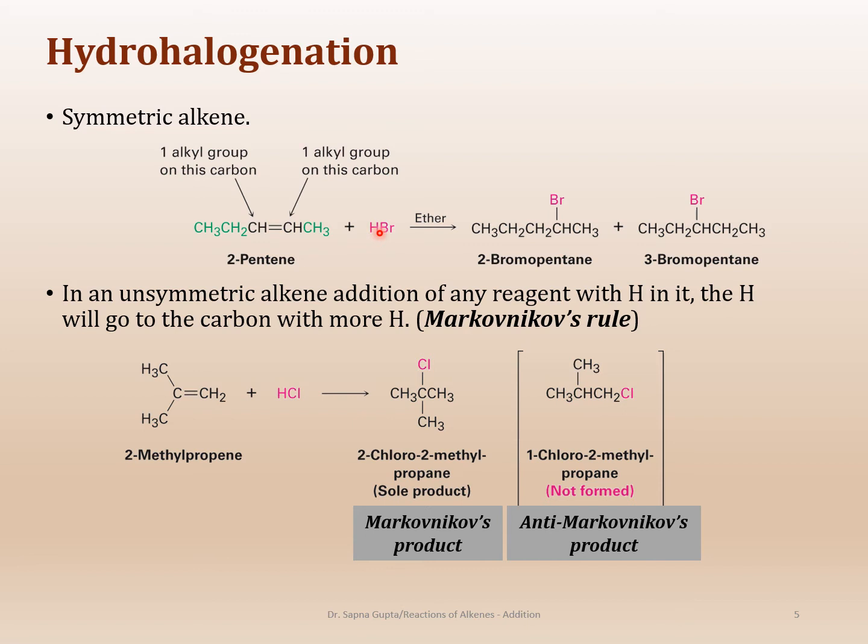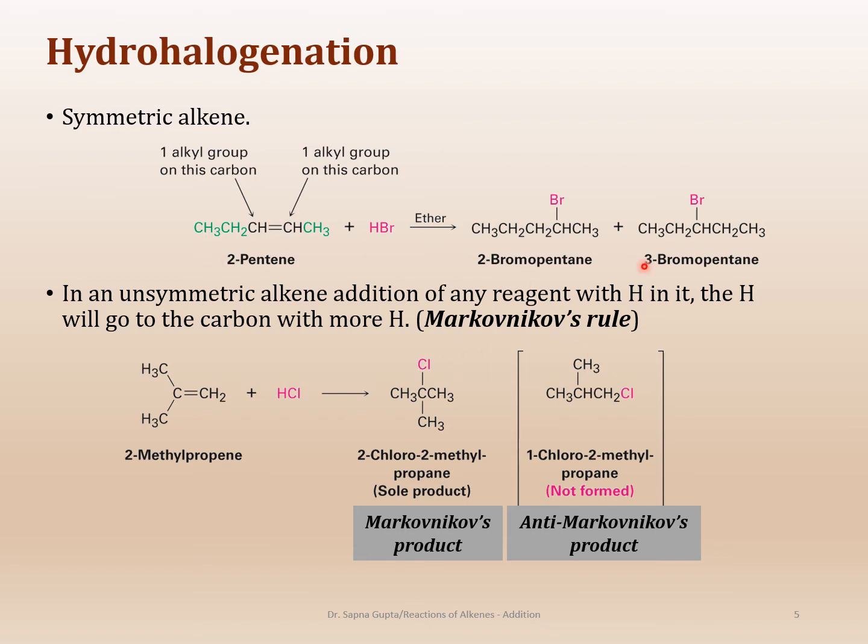So when you add HBr to it, then you end up getting two products because at one time the H can go to the left carbon, or at one point the H can go on the right carbon, and so the bromine then is left to go on the other carbon. So you end up getting two products, which is 2-bromopentane and 3-bromopentane.